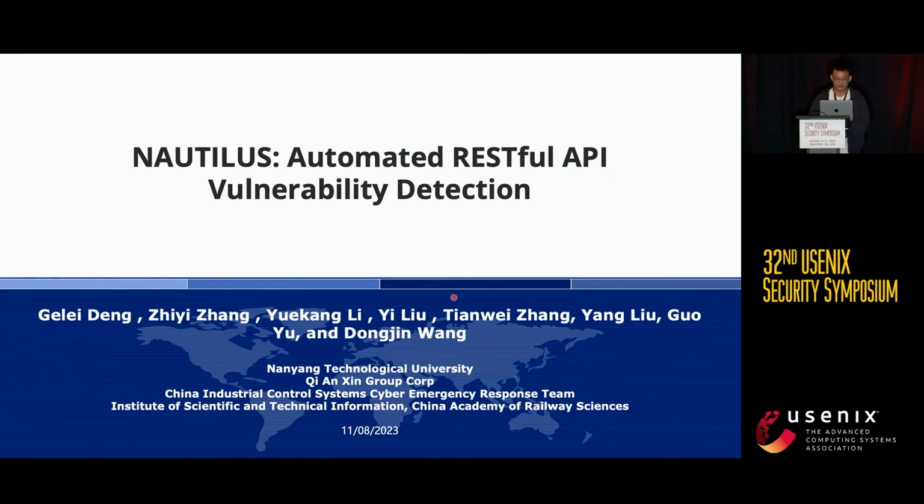Well, the work is named NAUTILUS, an automated RESTful API vulnerability detector, and the authors are from Nanyang Technological University, Jianxin Group Corporation, China Industrial Control Systems Cyber Emergency Response Team, and the Institute of Scientific and Technical Information, China Academy of Railway Sciences.